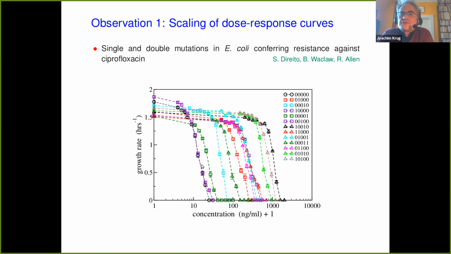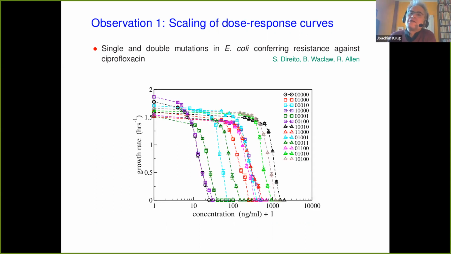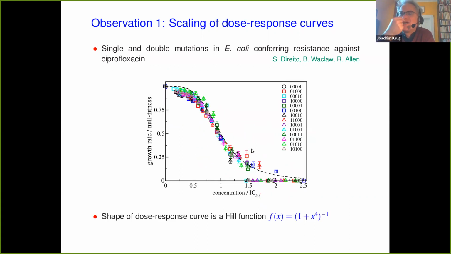Now this, as I said, looks very complicated, but it turns out that it's actually not that complicated, and you can actually scale these data essentially to a single curve, right? And this is of course not something that a physicist immediately would do when you see these kinds of data. You scale the growth rate by the growth rate at zero concentration, and you scale the concentration by the resistance concentration, and then you get this rather nice data collapse. And in this particular case, this curve, which is the dashed line, looks approximately like a Hill function, but this is not very important at this point.